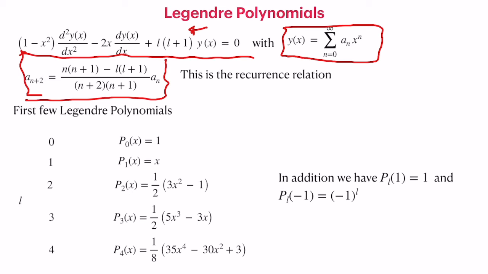Once we give A1 to be 1, we can obtain A3 and A5 and so on. If you take A1 to be 1, then we have P1 of x equal to x and P3 of x equal to half into 5x to the power 3 minus 3x. So we see that even and odd Legendre polynomials are separated out based on the initial coefficient, and then we can obtain them using the recurrence relation.